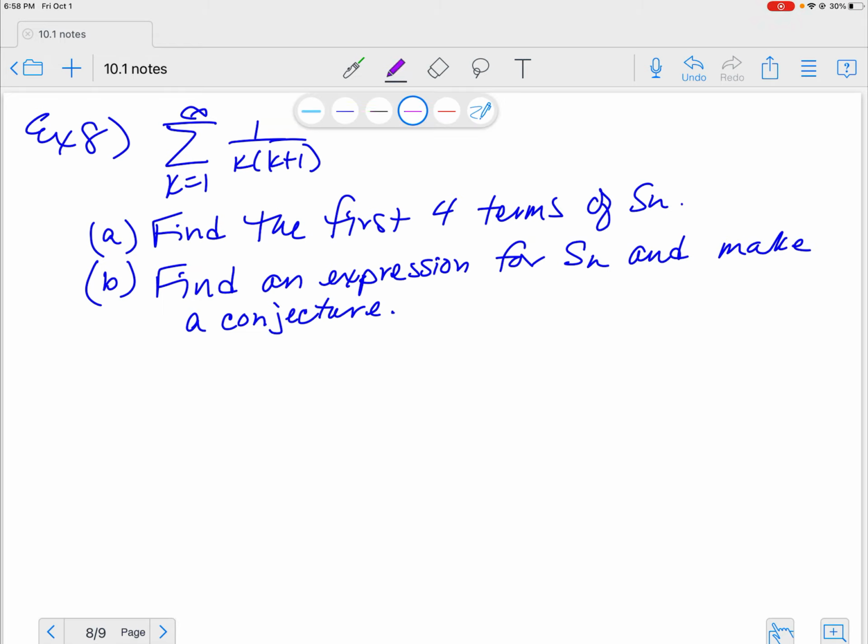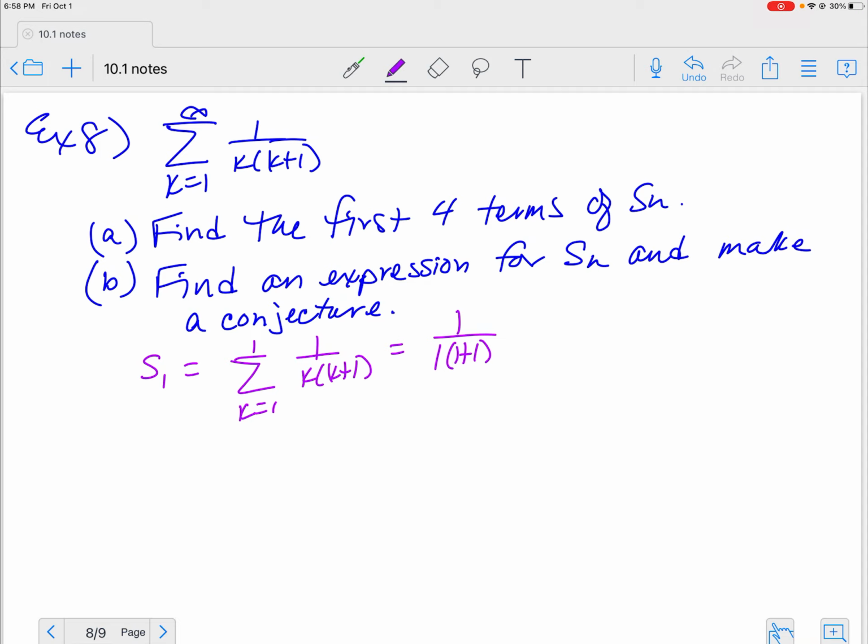All right, step one, find the first four terms. This is S sub n. So you get your first term, then you add your next one to it. Then you add your next one to it, right? So S sub 1 means I'm going to take k going from 1 to 1 because it's S sub 1 of 1 over k times k plus 1. Plug that in. 1 over 1 times 1 plus 1 is 1/2. There is my first partial sum.